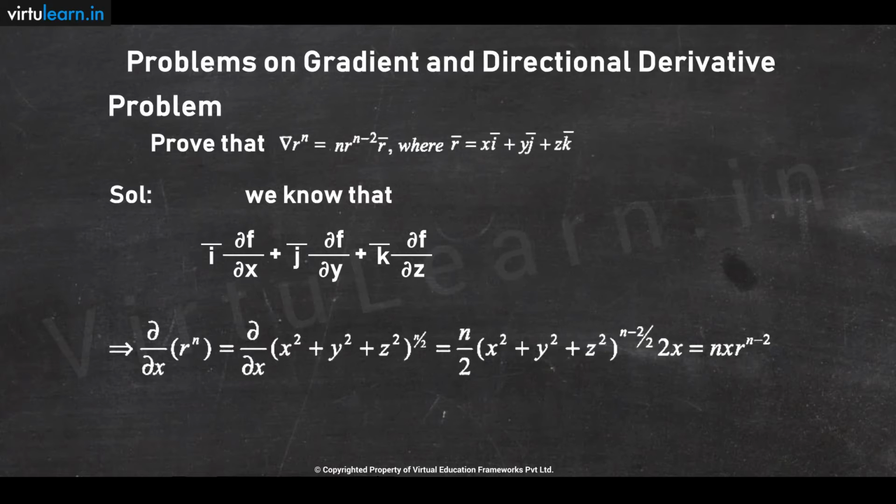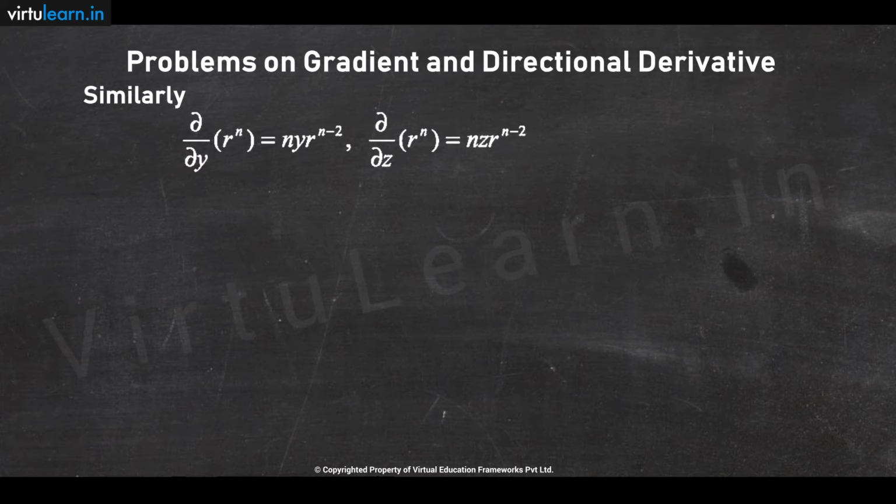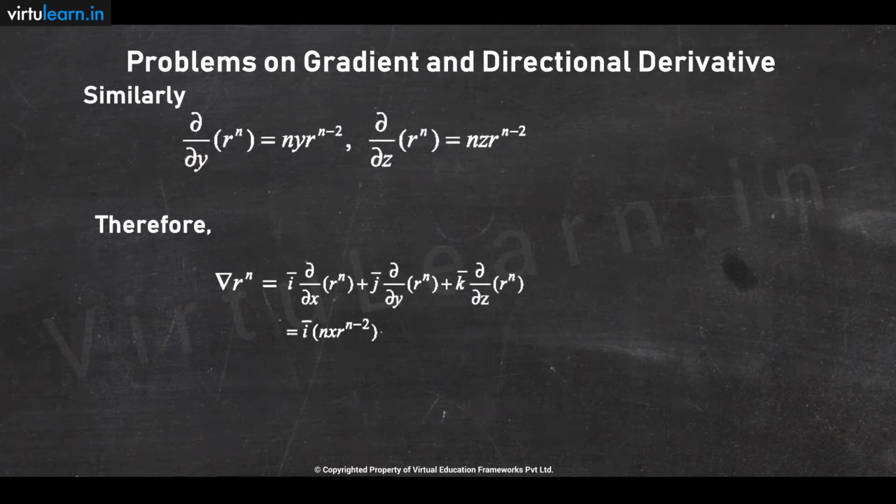By symmetry of the expression of r, we can write dou by dou y of r to the power of n is n into y into r to the power of n minus 2. Dou by dou z of r to the power of n is n z r to the power of n minus 2. Therefore, the gradient of r to the power of n is equal to i bar dou by dou x of r to the power of n plus j bar dou by dou y of r to the power of n plus k bar dou by dou z of r to the power of n. Or substituting for the partial derivatives, we get i bar into n x r to the power of n minus 2 plus j bar into n y r to the power of n minus 2 plus k bar into n z r to the power of n minus 2.